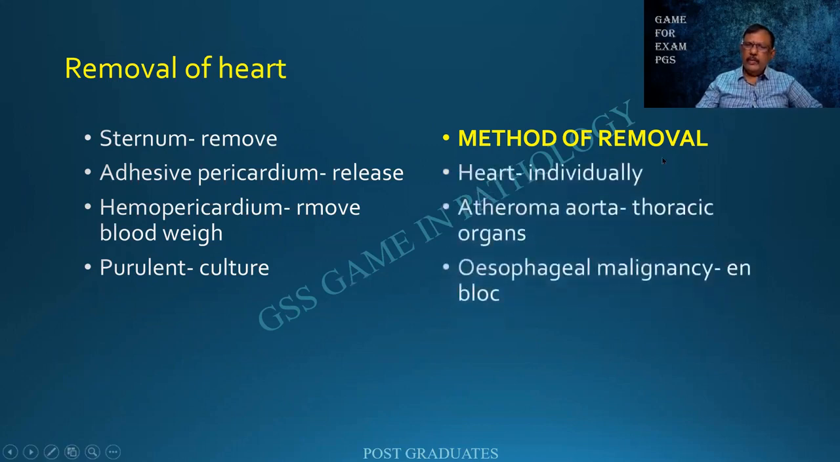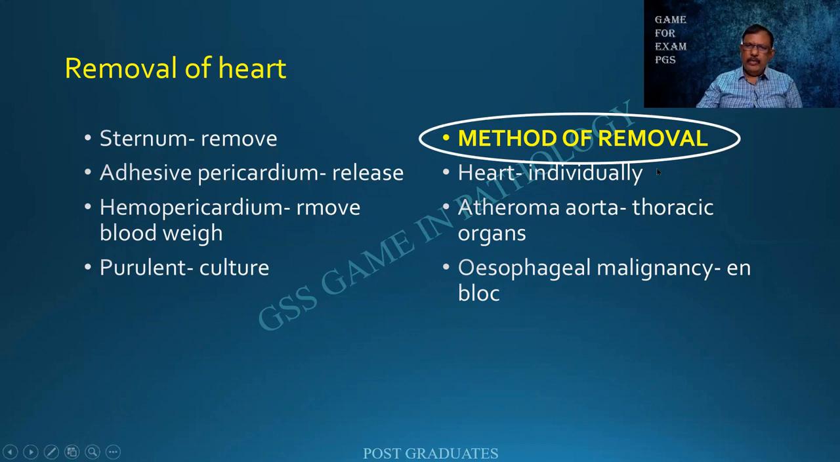There are different methods of removing the heart. The heart can be individually or independently removed. And if there is going to be some other lesion like atheroma of the aorta, then it is done along with the other thoracic organs. Or if there is going to be an esophageal malignancy and an adhesion, we will have to remove it what is called en bloc. Normally, in an individual less than 30 years with no cardiac pathology, it is removed individually. If you suspect any cardiovascular or cardiopulmonary pathology, better to remove it en bloc.